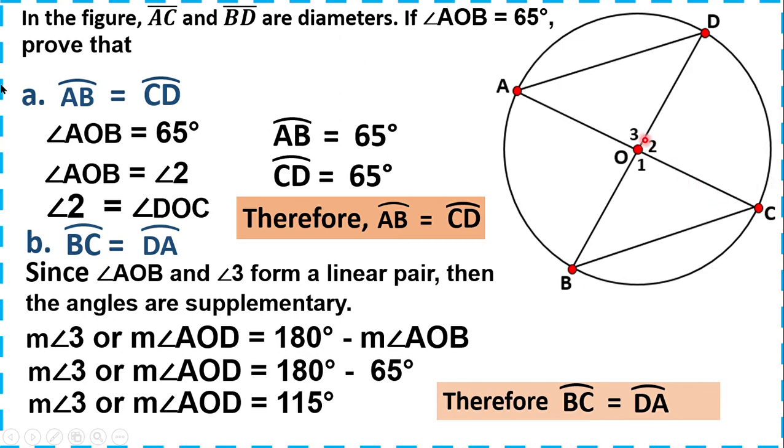Arc AD and arc BC subtend vertical angles, angle 3 and angle 1, so they have the same measure. If arc AD is 115 degrees, then arc BC is also 115 degrees. So, we can now prove that arc BC is equal to arc DA.